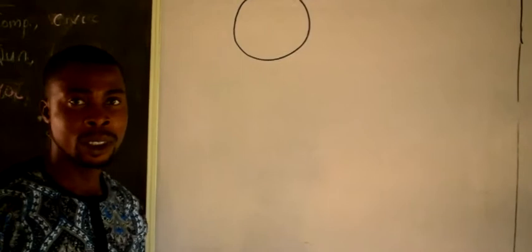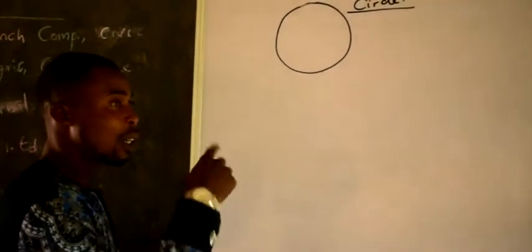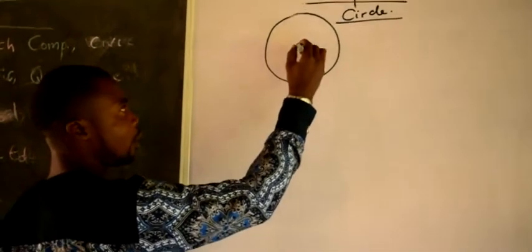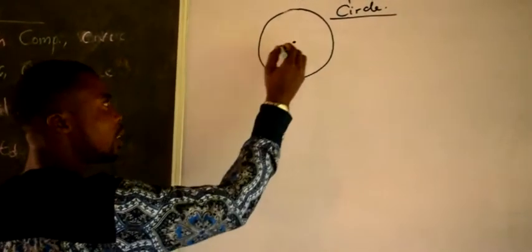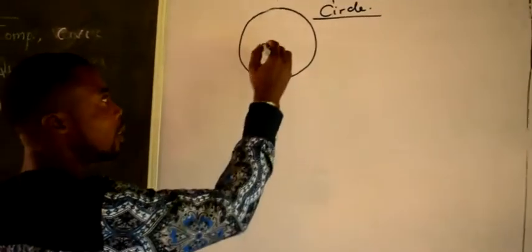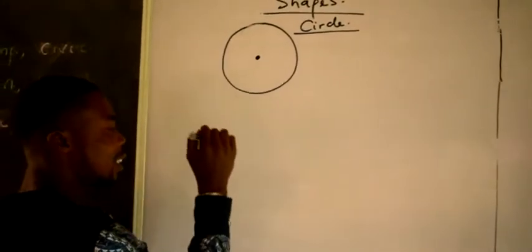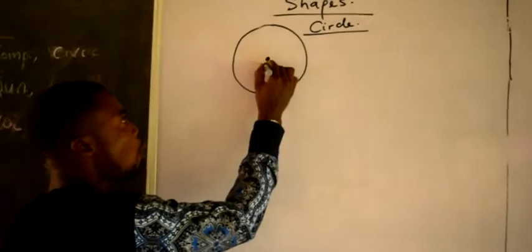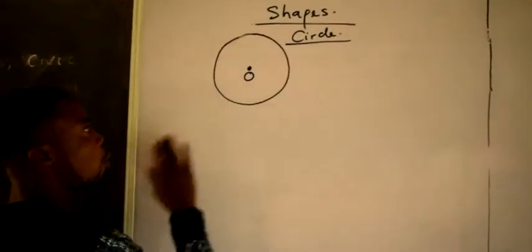Let me first begin with this: if we draw a circle, there is always a center. The center will have a dot. For every circle, you will see a dot, meaning the center of the circle. And in mathematics, it is usually represented by O.